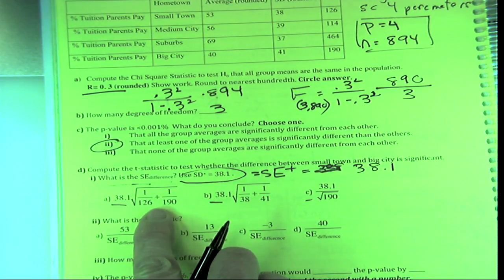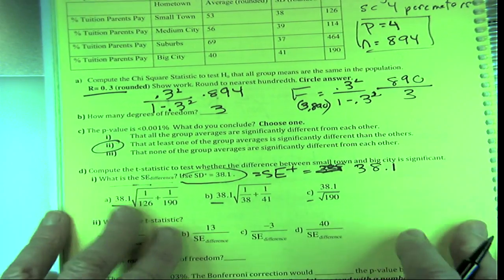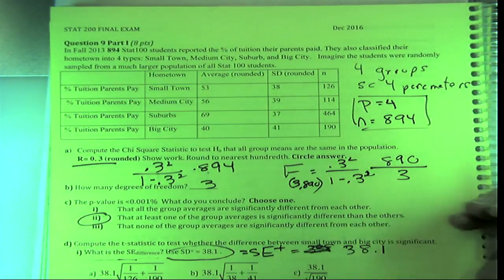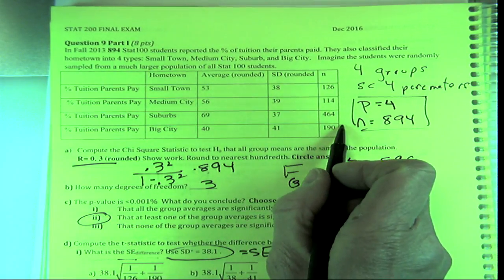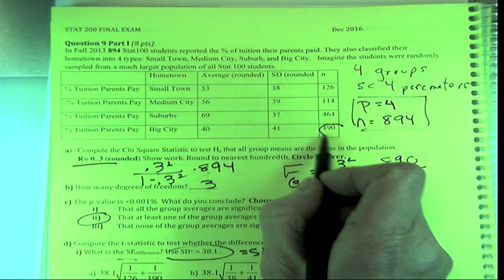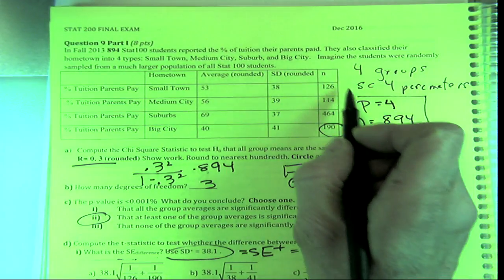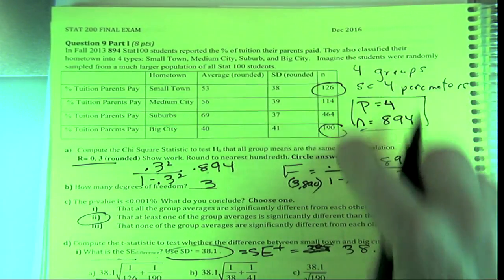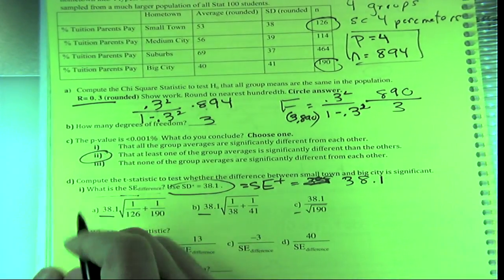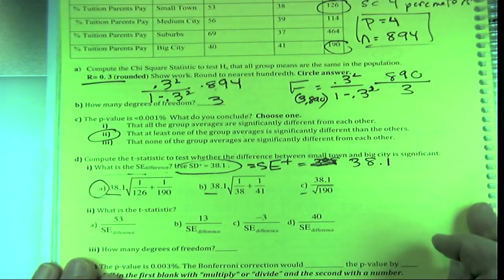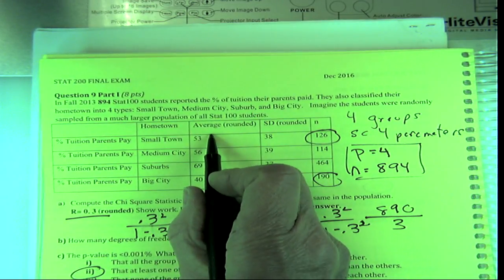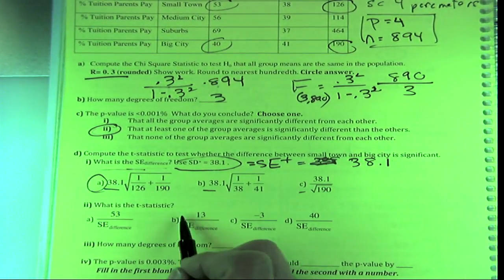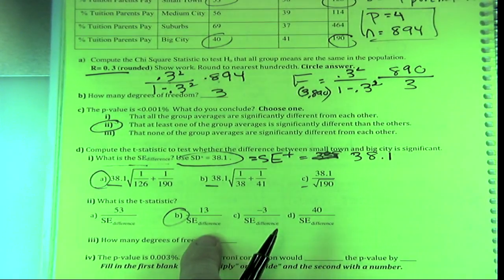Now what do we want to do? We're comparing what to what? Big cities to what? To these small towns. So we're looking at these sample sizes here, and so it's this one. And the t-statistic is just going to be the difference between the means of those two in the numerator. So it'll be 53 minus 14, so it'll be 13 in the numerator, your observed difference between those.